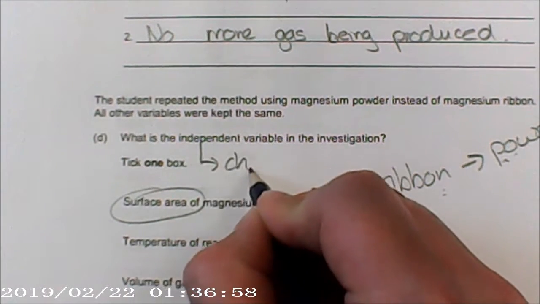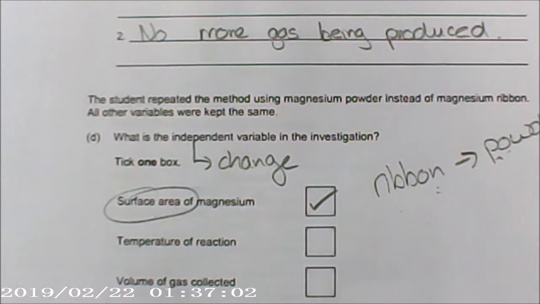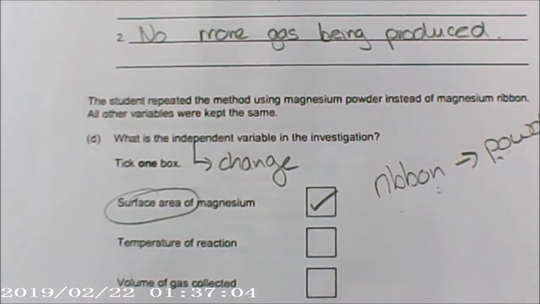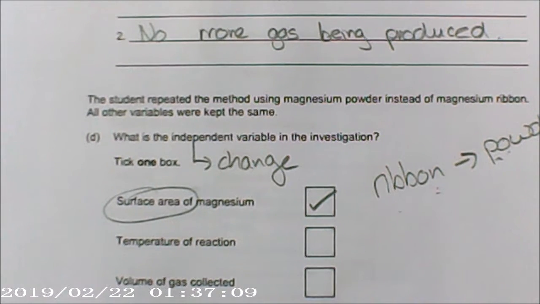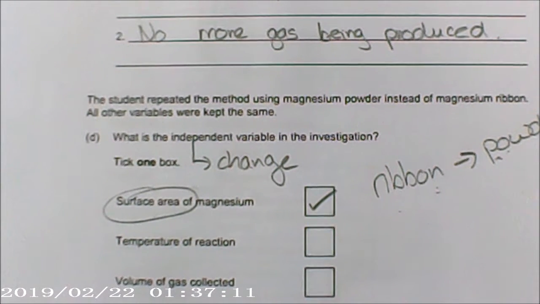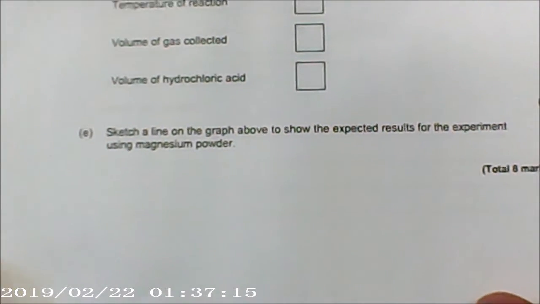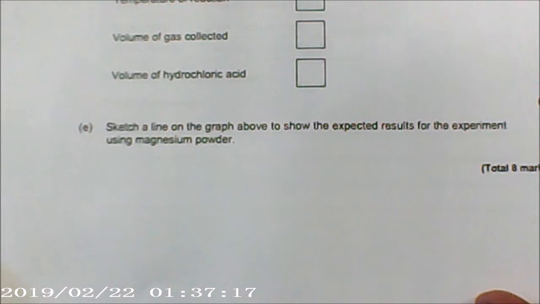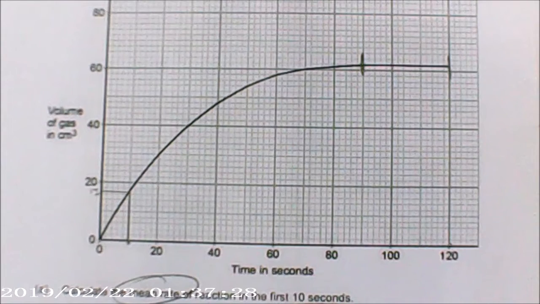Because remember, the independent variable is the one that you're changing. Dependent is what you're measuring. Control variables are everything else that needs to be kept the same. Okay, E, hopefully we came to the live lesson on Monday. So E, sketch a line on the graph above to show the expected results for the experiment using magnesium powder, which was very similar to the one that I made up, which came from some previous questions.